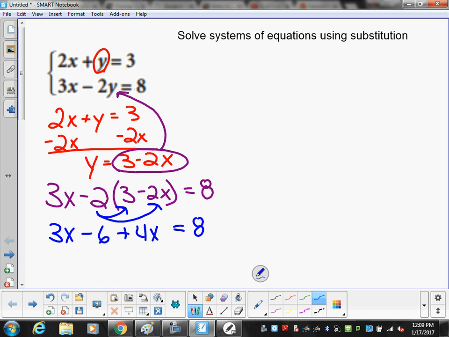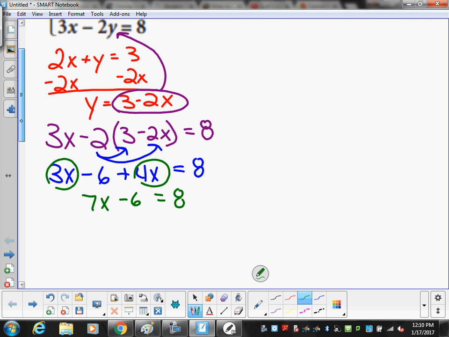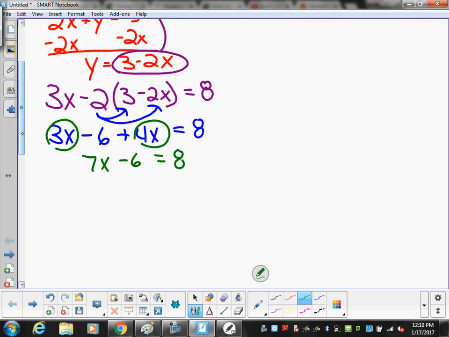Okay. So at this point, I don't have any parentheses left, so now I'm going to combine like terms. So I need to get the 3x and the 4x together, so I add those and I get 7x minus 6 equals 8.